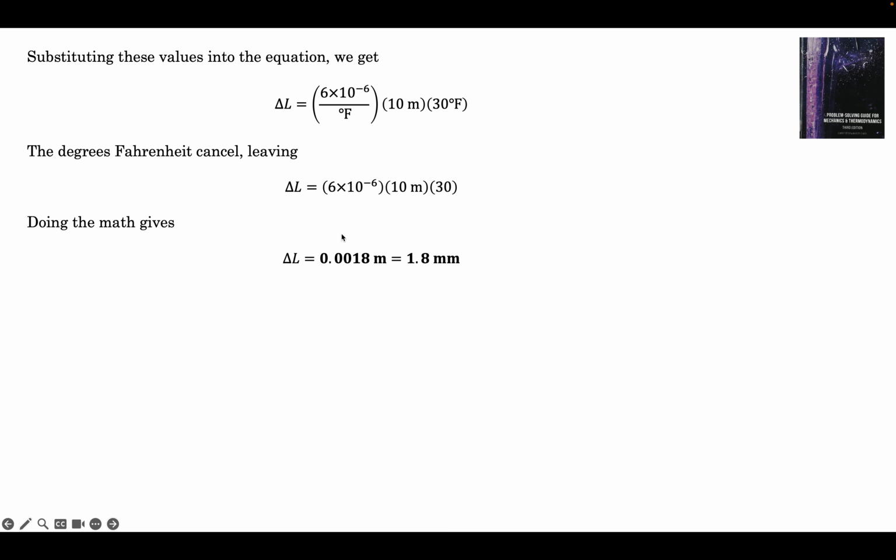In order to know what that is, I like to put it in a unit that makes sense to me: 1.8 millimeters. A little bit less than the thickness of 2 dimes. That's how much it expands.